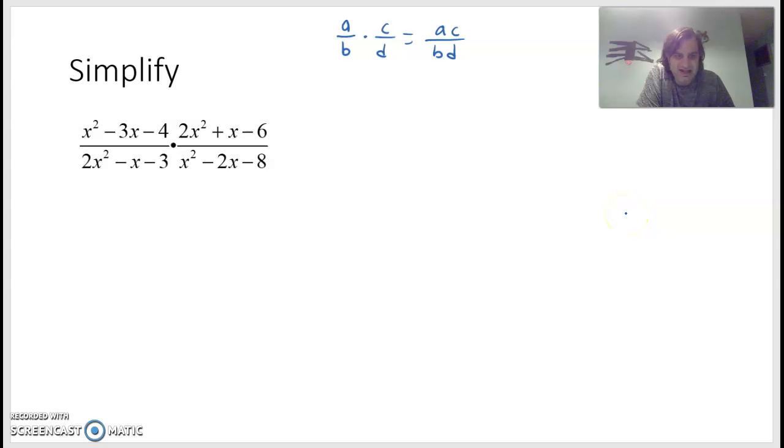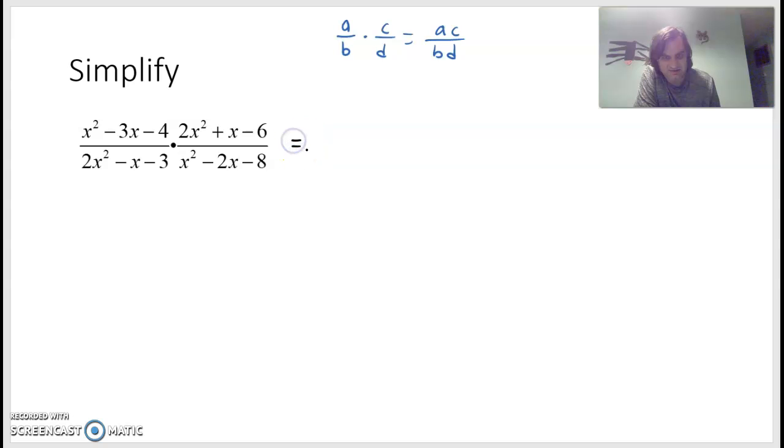So the problem we actually have, the first fraction is x squared minus 3x minus 4, and that's over 2x squared minus x minus 3. And that's times the second fraction, 2x squared plus x minus 6, all over x squared minus 2x minus 8. So we need to factor every single one of these things. So let's see.